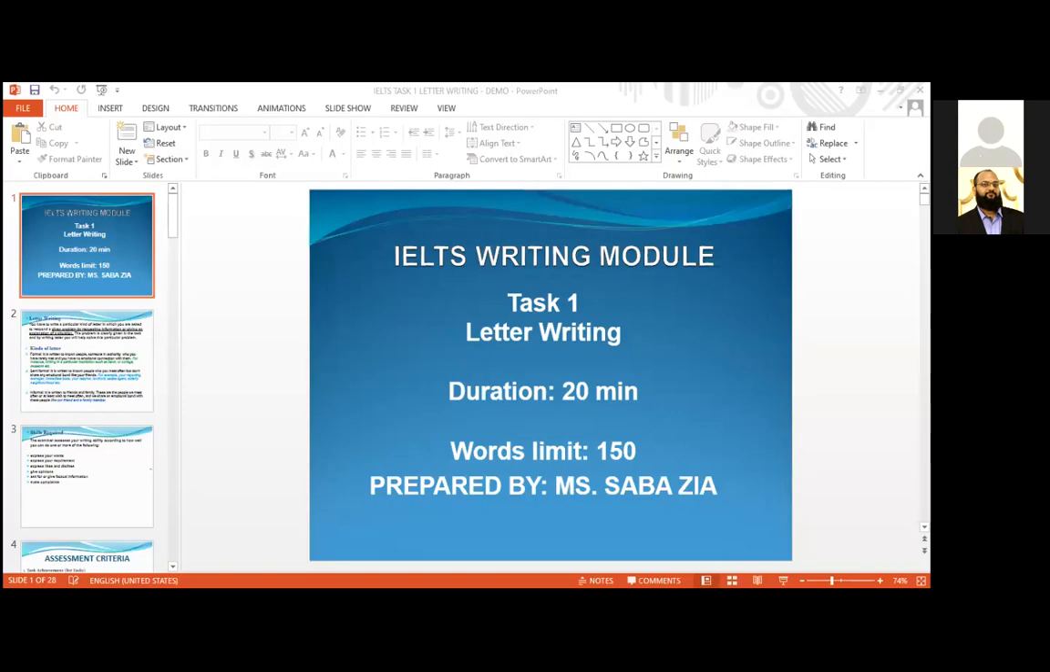Okay, let me share my screen with you. All right. In writing task 1, we basically have letter writing with general training students. So in task 2, as I discussed day before yesterday, it is all about essay writing, and general training students have letter writing in writing task 1. Let me share my screen with you so you all can easily see. Is the screen visible to everyone?